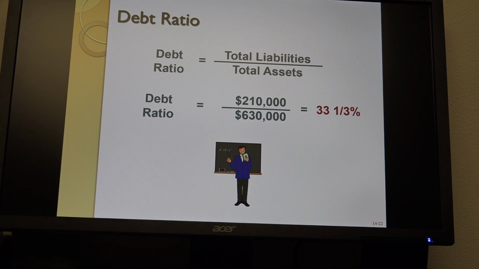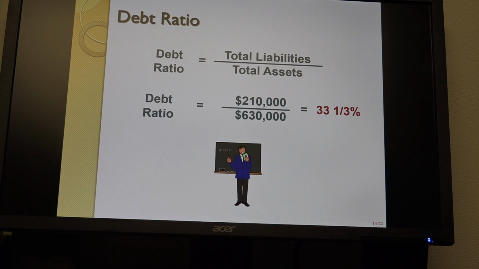The next one they talk about is the debt ratio. And so here, your numerator is going to be total liabilities, and you're going to divide that into total assets. And so in this case, you've got total liabilities that are 1/3 of total assets.